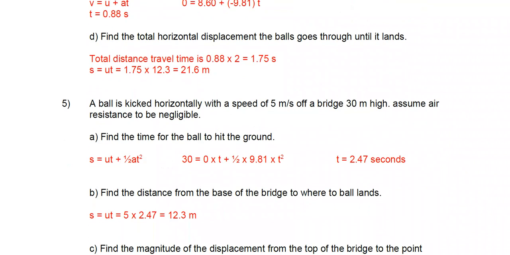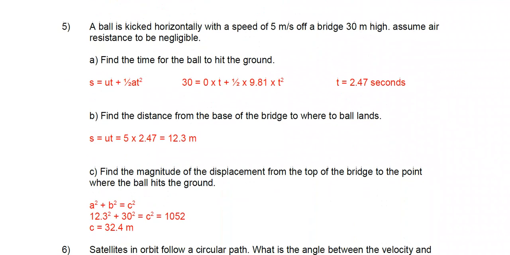D. Find the total horizontal displacement the ball goes through until it lands. While the total distance travelled in the horizontal is, well, also the total time travelled is 0.88 times by 2, because it's going to go up to the highest point and back down again to the same level. And using the unrounded answer, we get 1.75 seconds. Distance is speed times time, so 1.75 times 12.3, we get 21.6 meters.